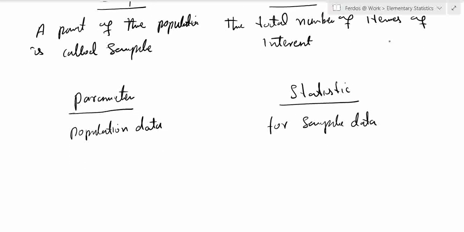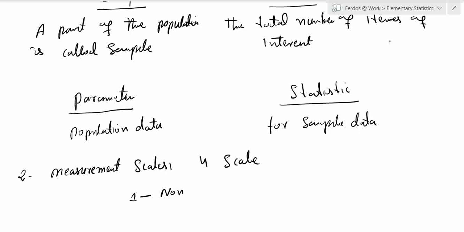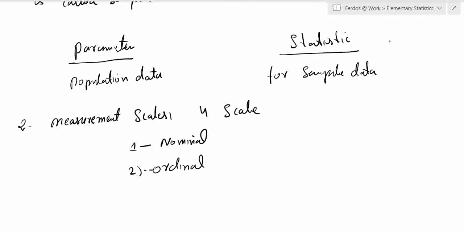Now let's move to the measurement scale. There are four measurement scales. Number one is nominal. Number two is ordinal. Third is interval scale, and fourth is ratio scale.